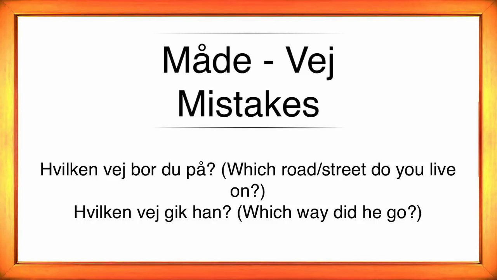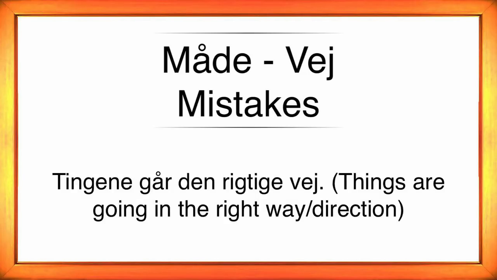Right? Because it's physical. Now, of course, there are some metaphysical examples, meaning things that don't exist, where we do use vej. Like, tingene går den rigtige vej. Things are going the right way, as in the right direction. You know, things are getting better and better. But don't focus too much on that. Just remember that måde is the method, manner, or style, the way you do it, and vej is more the physical road, because I see this mistake a lot.